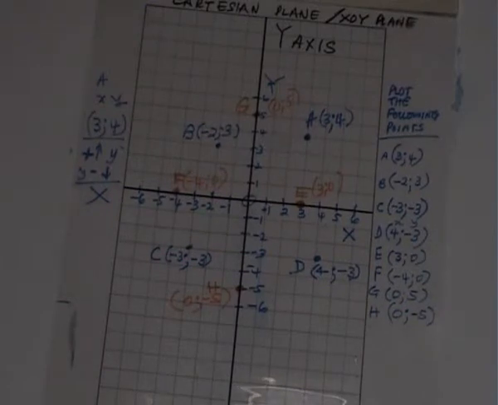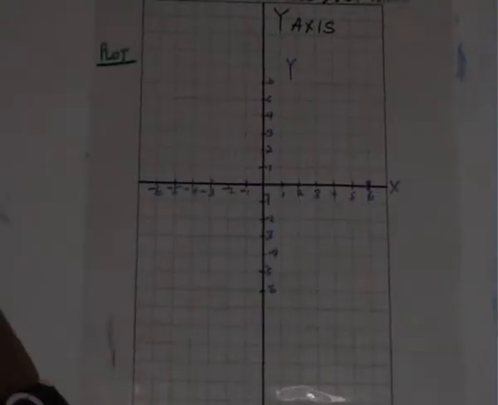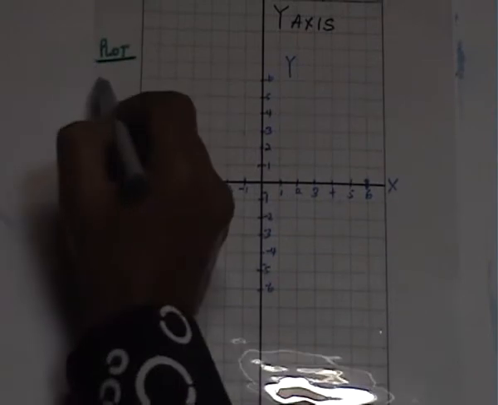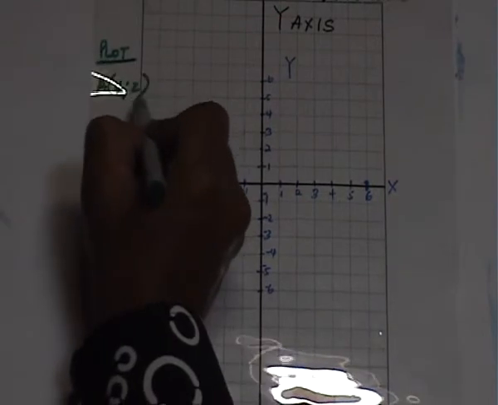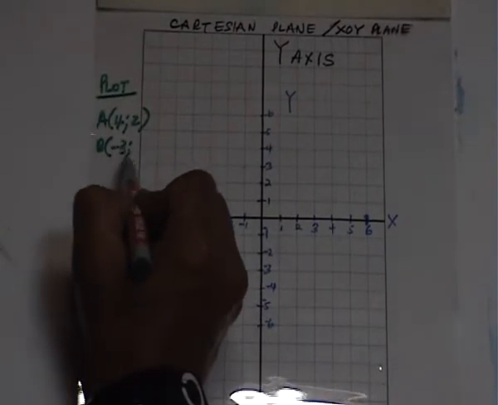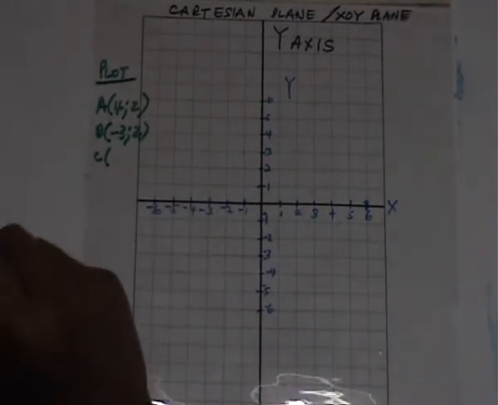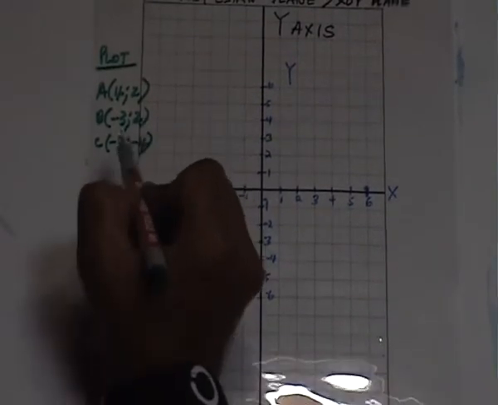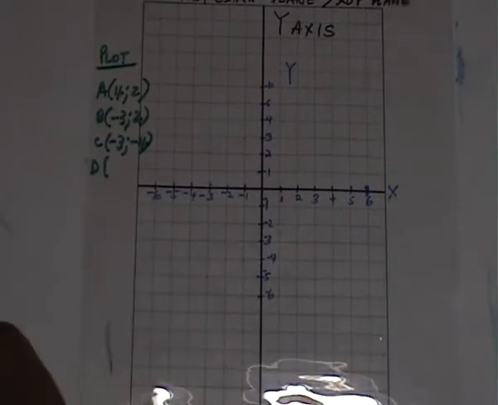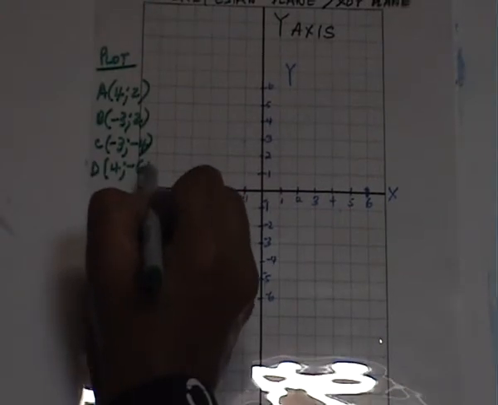Alright, just relax, take a minute to breathe, and then I will give you the exercise. Alright, so you have to plot these points. Plot A, which will be 4, 2. Plot B, which will be minus 3, 2. Plot C, which will be minus 3, minus 4. Plot D, which will be 4, minus 6.